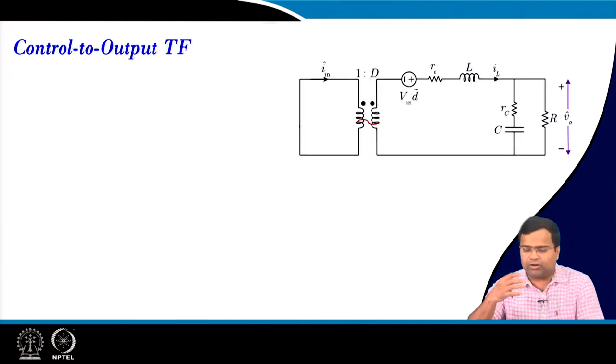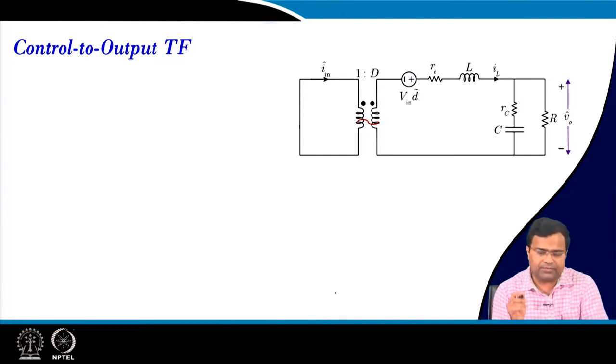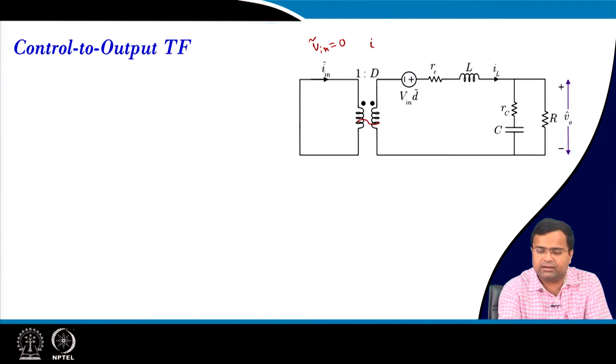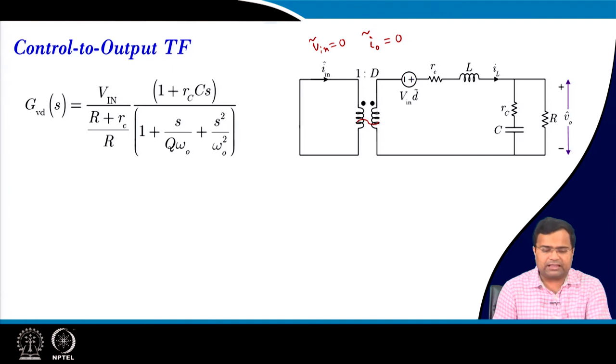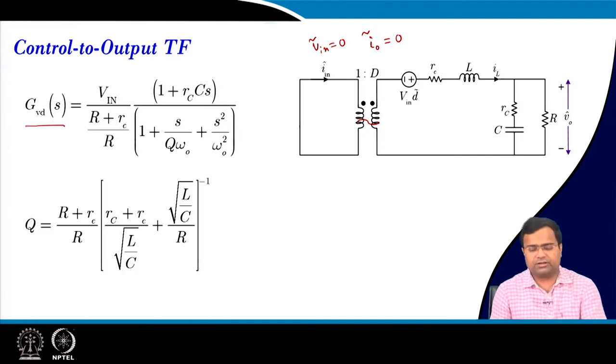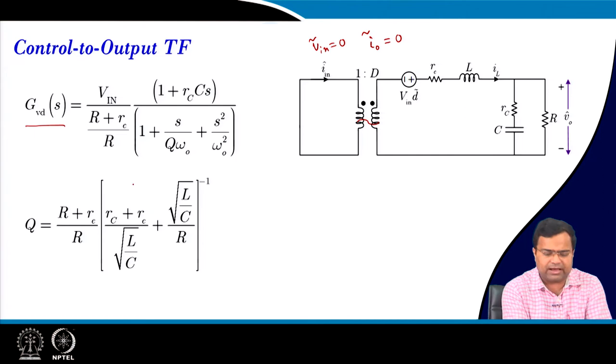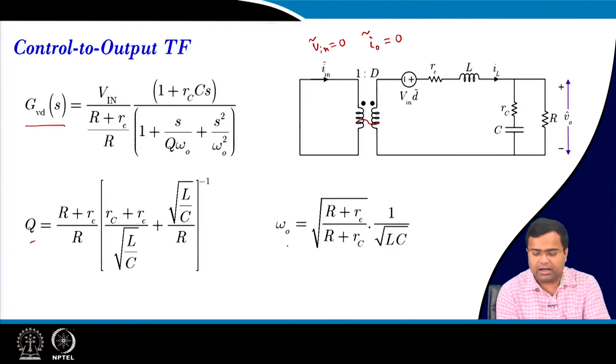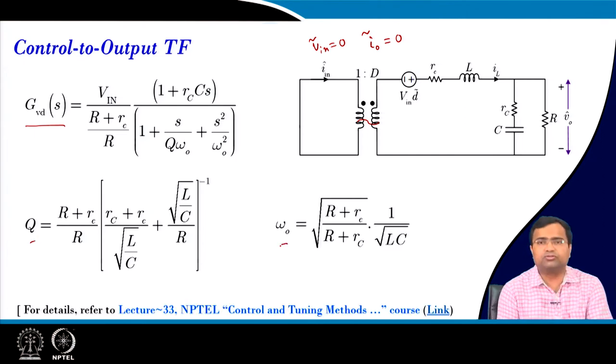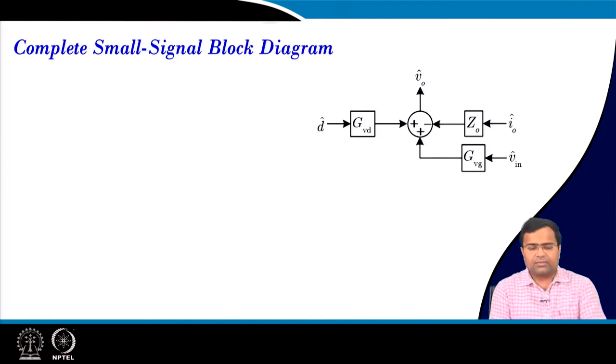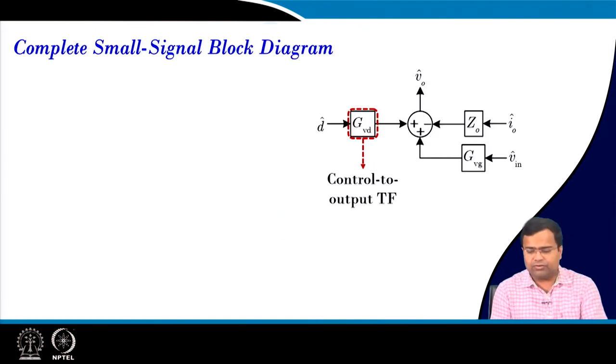Now, we can also find the control to output transfer function, under open loop system. We set the input voltage perturbation to 0, as well as the external load perturbation to 0, so that is removed. Then we can get the control to output transfer function using this expression, and we can find the Q factor and the undamped natural frequency, which is also discussed in lecture number 33.